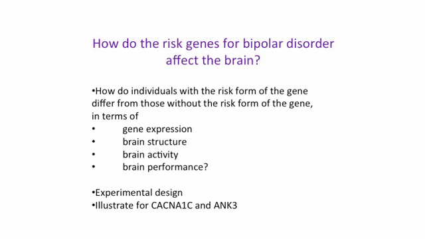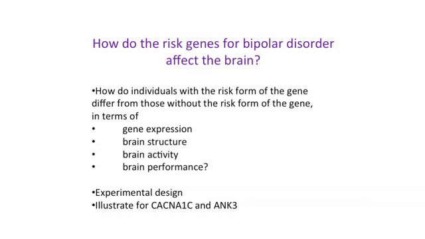It is essentially asking the question, how do individuals who've got the risk form of each of the three genes I mentioned differ from individuals who don't have the risk form of the gene? They have, if you like, the healthy form of the gene. And you can measure that in terms of evidence that it affects how the gene is expressed. You can then measure brain structure, like the imaging studies I've shown you previously, or brain activity using a different kind of imaging I'll show you, or brain performance. Does it actually matter in terms of how people think or behave?